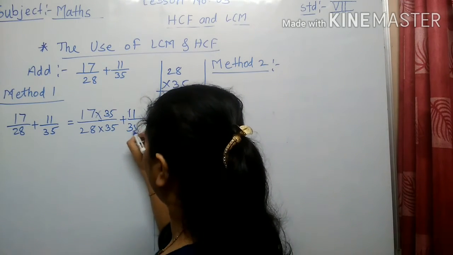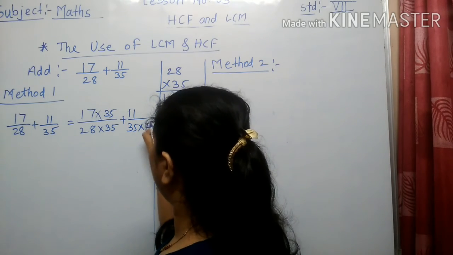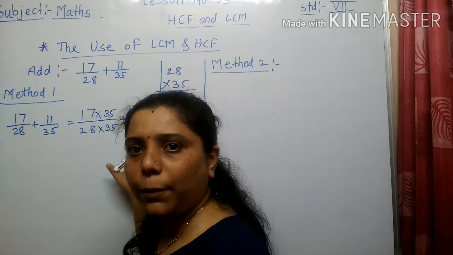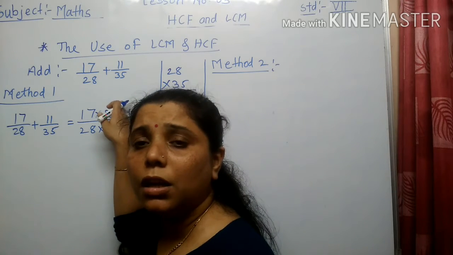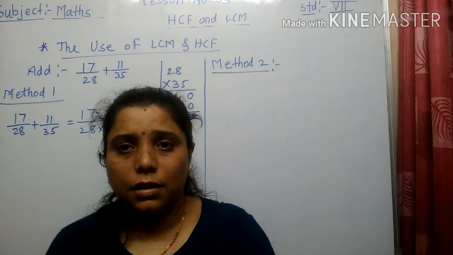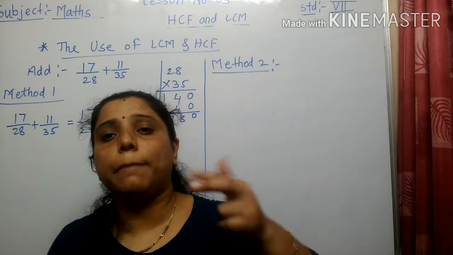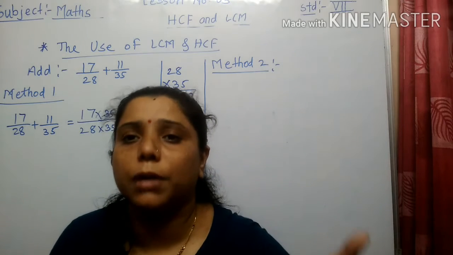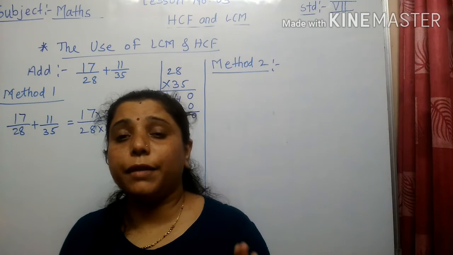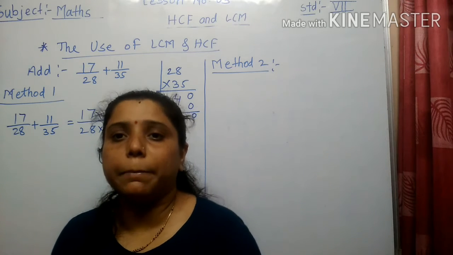11 upon 35. Again I am multiplying with 28. So here in the denominator I am multiplying by 28. Do the same operation to the numerator. Then and only then the fraction will be balanced. Otherwise the fraction will not balance. If you are multiplying only the denominator or only the numerator, no. This we learn in the concept of the equivalent fraction. I think you remember it.